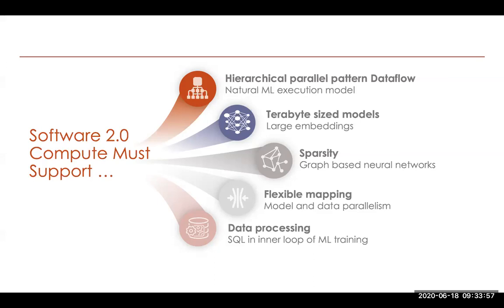Then in terms of mapping these models to the architecture, there are a number of ways of looking at how one takes an ML graph of operations and extracts the parallelism. And you want to be able to do this as flexibly as possible. You want to be able to exploit what's called model parallelism between the different elements of the graph. And also you'd like to exploit what's called data parallelism, where you essentially are running different sets of data on the same graph. So flexible support for mapping these graphs. And lastly, as I said, data processing is a key component of the whole ML pipeline, and supporting that efficiently is becoming more and more important.